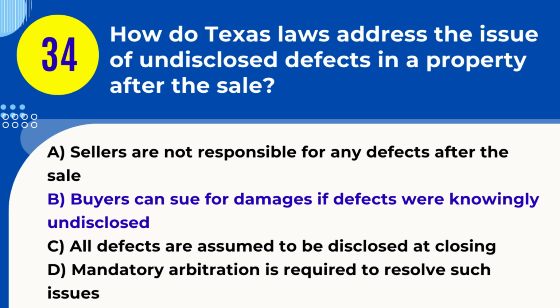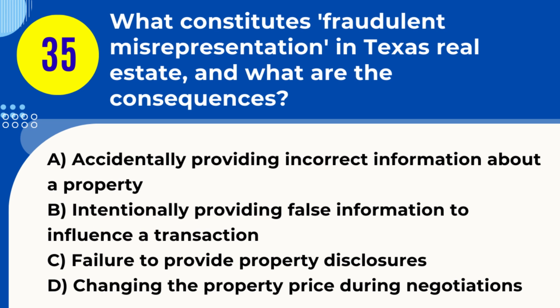Answer: B. Buyers can sue for damages if defects were knowingly undisclosed. Explanation: Texas laws allow buyers to take legal action against sellers if significant defects in the property were knowingly undisclosed before the sale. Sellers have an obligation to disclose known material defects, and failure to do so can result in legal liability.